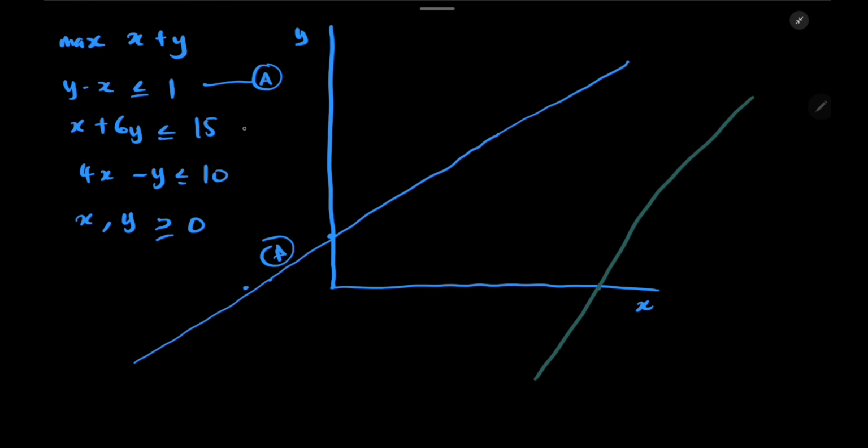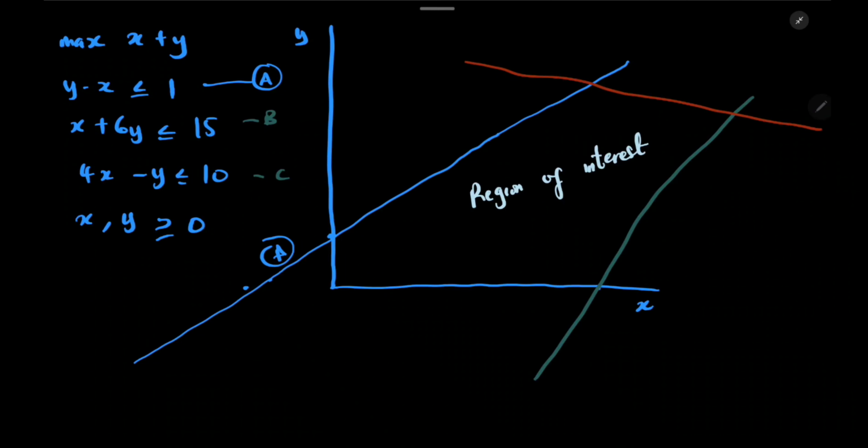And when you do the same for this, B, you would have something that looks more like this, right? So now, let's use another color, you have something that looks more like this. So now you have the region of interest. We'll call this the region of interest. To maximize this objective function, we want to find the inner feasibility region, which is also the region of interest.